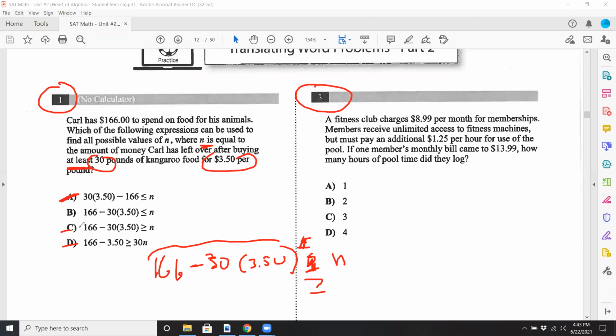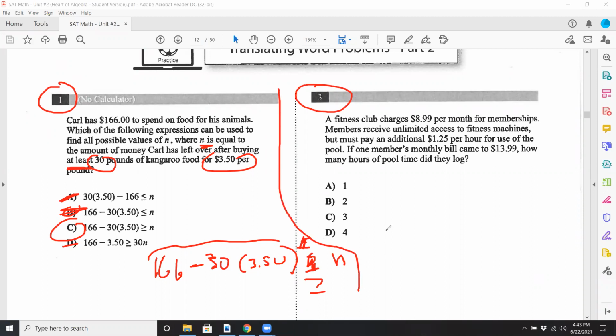So sometimes it takes a little bit of logic, or maybe just thinking of hypothetical scenarios. Oops, sorry, I meant to do C. My bad. My apologies. Okay. Let's do 3.